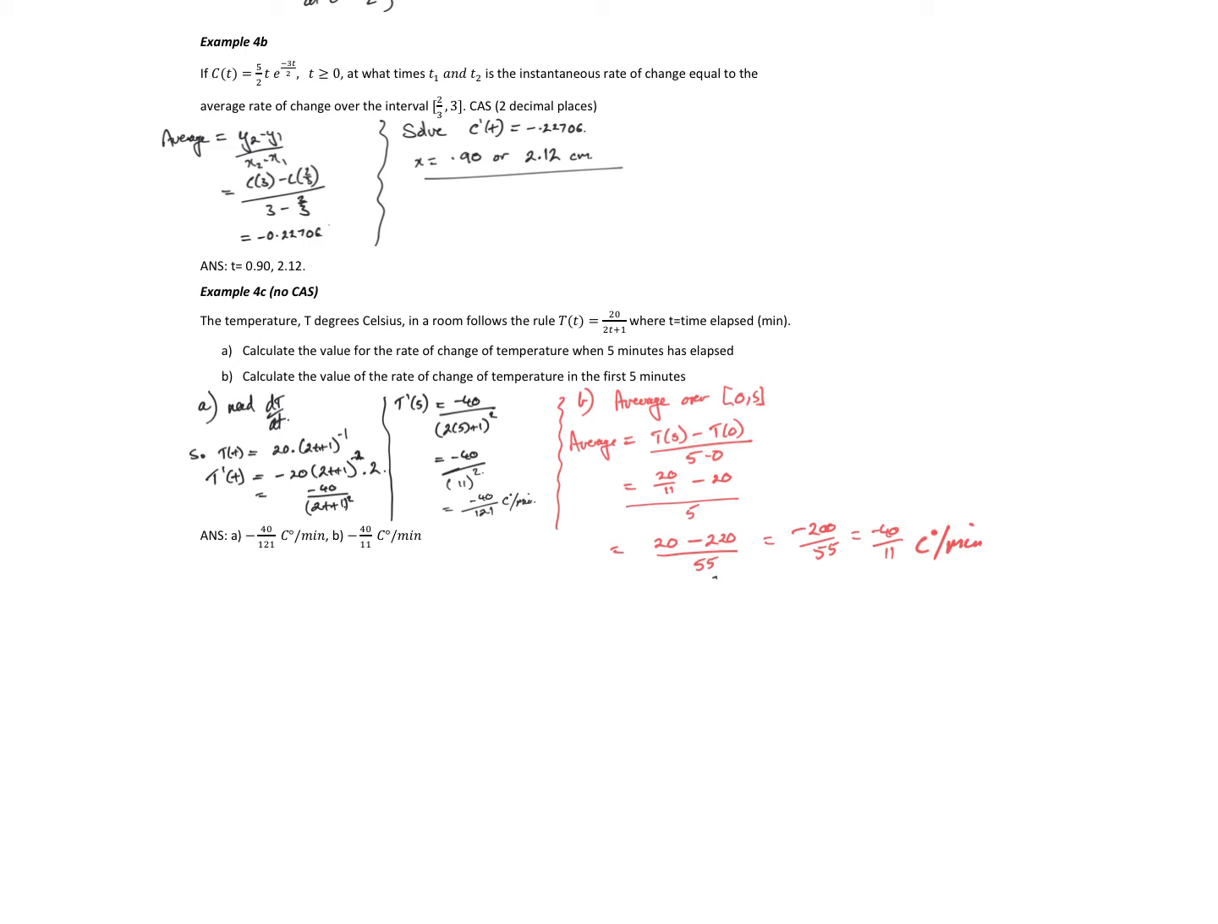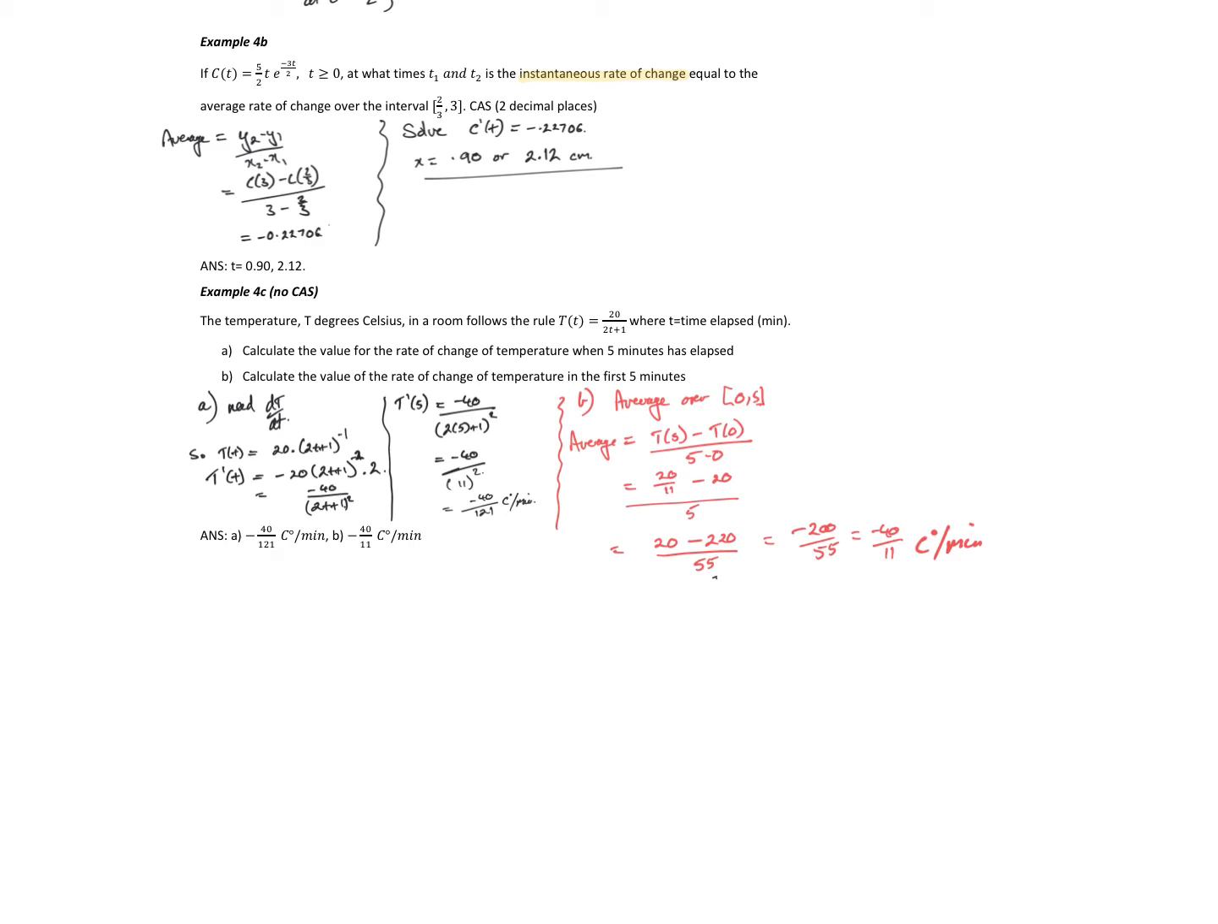All right, keep moving. Obviously, we've got access to a CAS here. If c of t is equal to 5 on root 2 t e to the minus 3 on 2 t, find at what times the instantaneous rate of change, instantaneous being the actual derivative, is equal to the average rate of change.